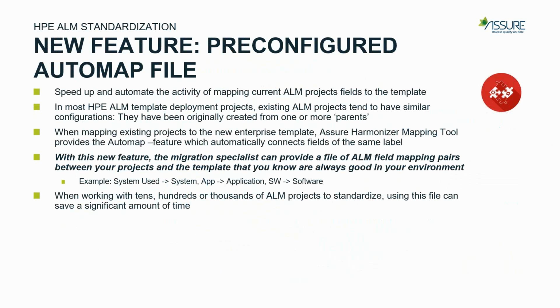So for an example, you have your system used to system, or app to application, or SW to software, and we can give all of these pairs as a pre-configured automap file. Whenever we're working with tens, hundreds, or even thousands of ALM projects to standardize, this file really saves a significant amount of time. So soon we'll see how that works.